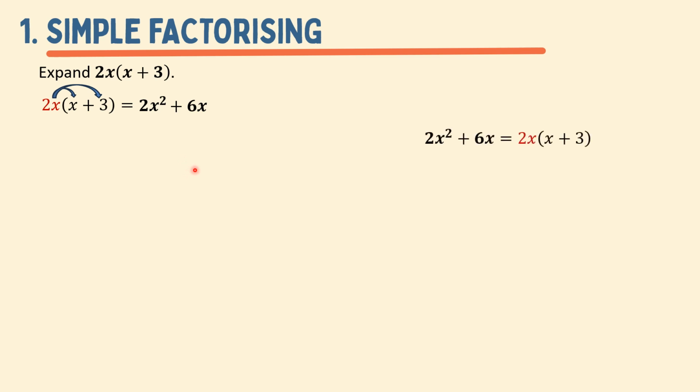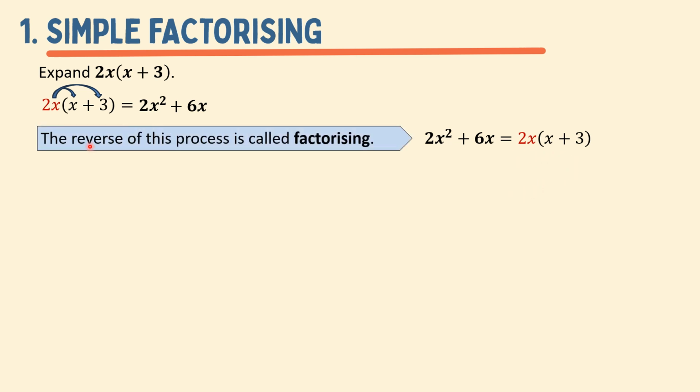So what if I have to write the 2x squared plus 6x back into the form of 2x multiplied by, inside the bracket, x plus 3? What if I have to do the reverse? I have to reverse the process. So, the reverse of the multiplication process, we call it factorizing.